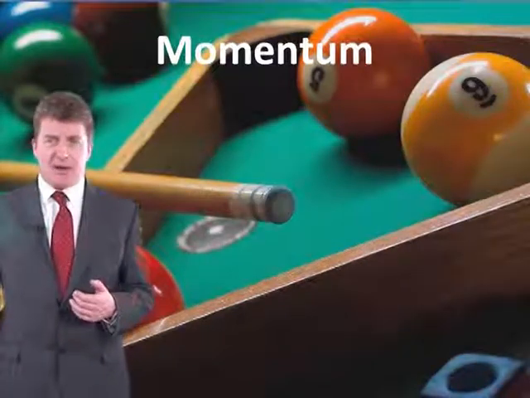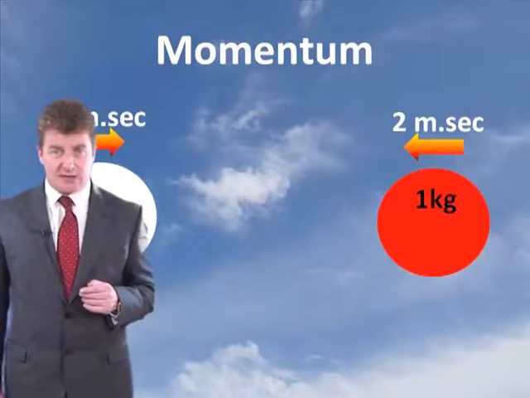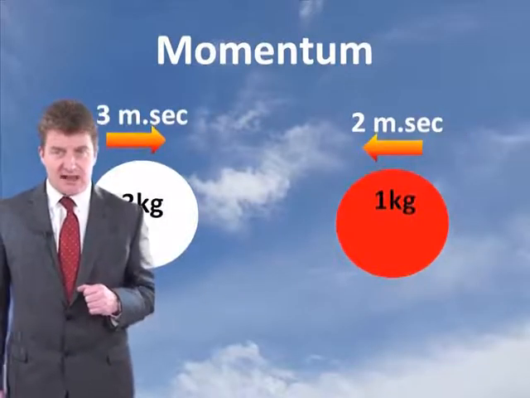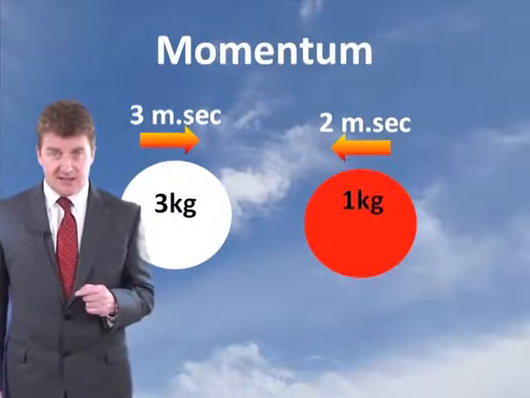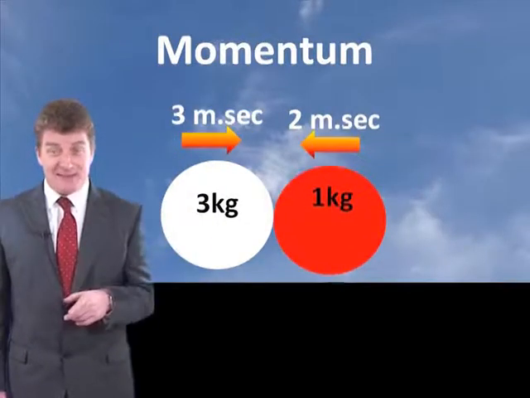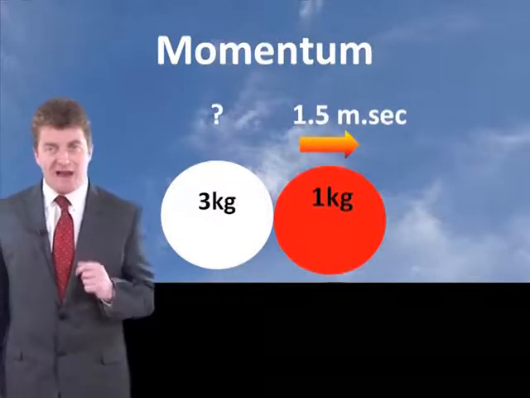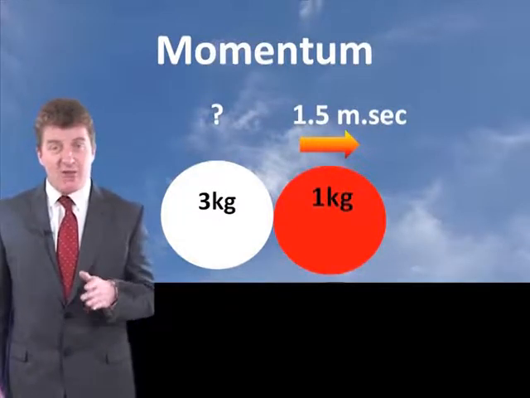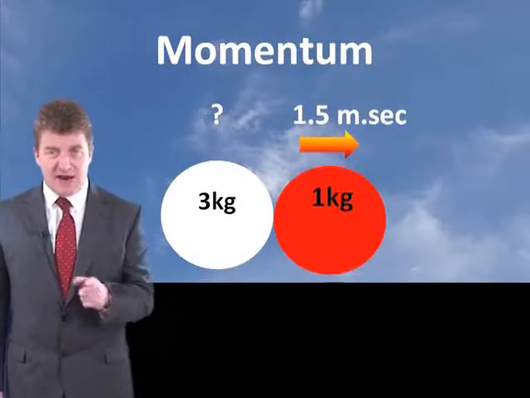Look at this example here. If two balls are approaching each other, one weighs 3 kilos and is travelling at 3 meters per second, and the other weighs 1 kilo and is travelling at 2 meters per second, when they collide, the second ball is travelling away at 1.5 meters per second. How fast will the first ball be moving, and in which direction?